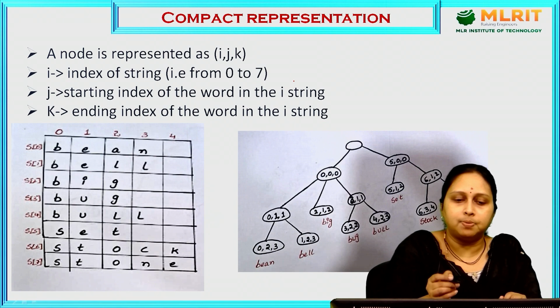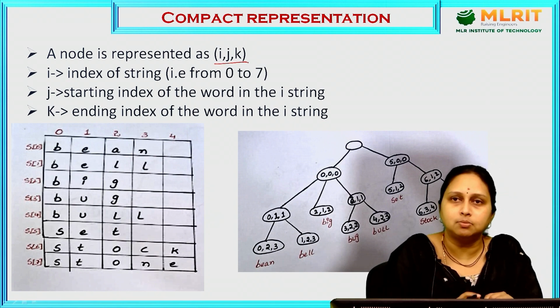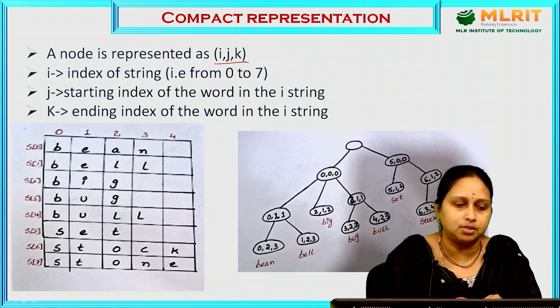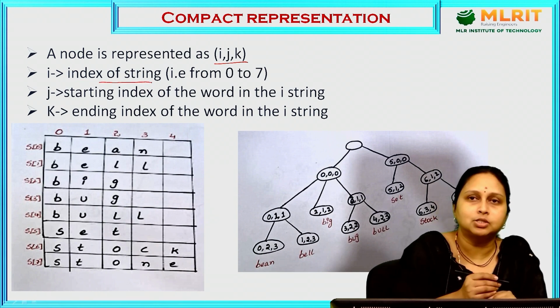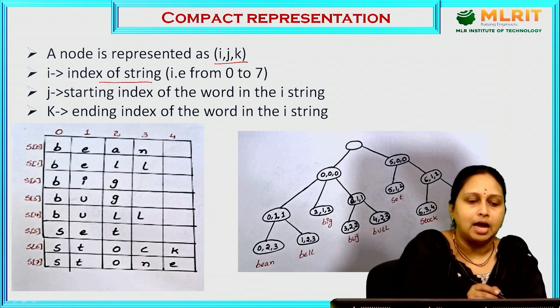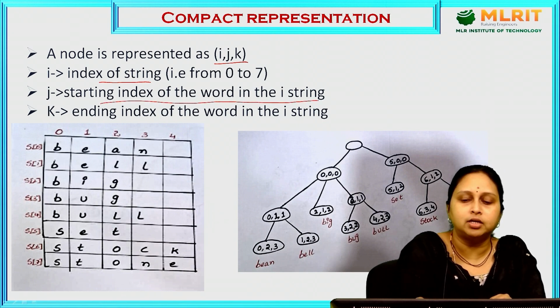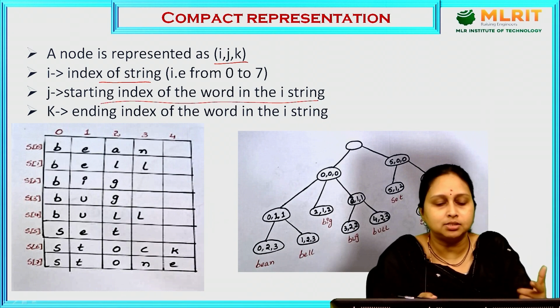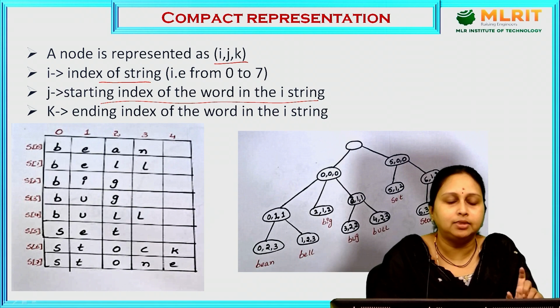Here, the compact representation is nothing but a node represented with I, J and K. With these 3 values, we are going to represent it. I represents the index of the string from 0 to 7. J represents the index of the word in the I string. That means the string which you are going to take in that I, in that we are going to represent the J value.